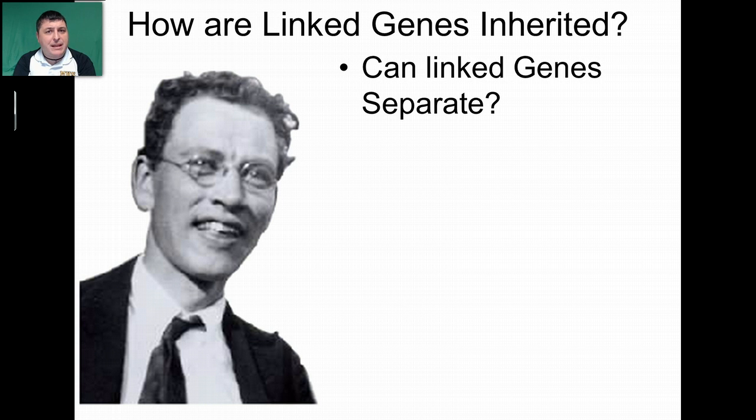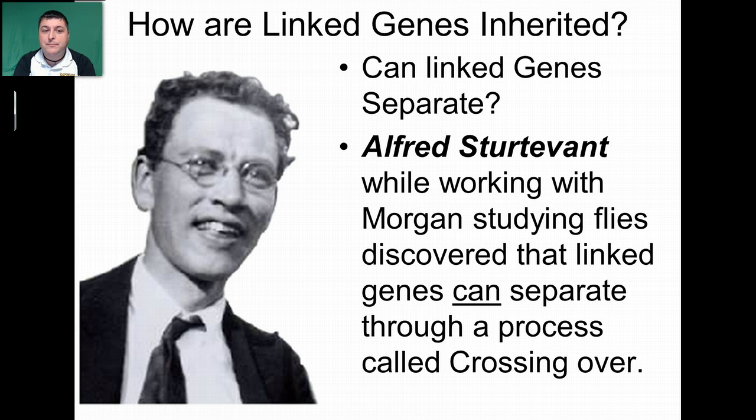Now, a question might arise. Can linked genes ever separate? Is there a time during meiosis when parts of genes might share components and swap places and separate from each other? Well, Alfred Sturtevant, while working with Morgan, discovered that they could separate through the process of crossing over.